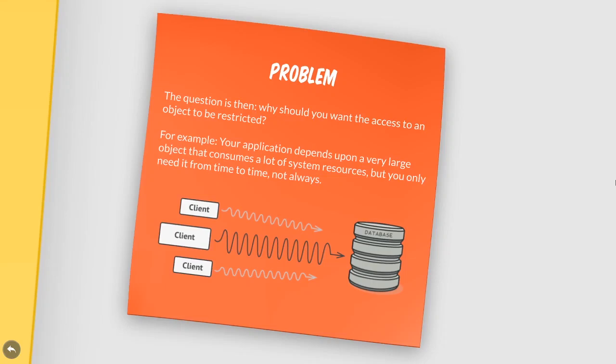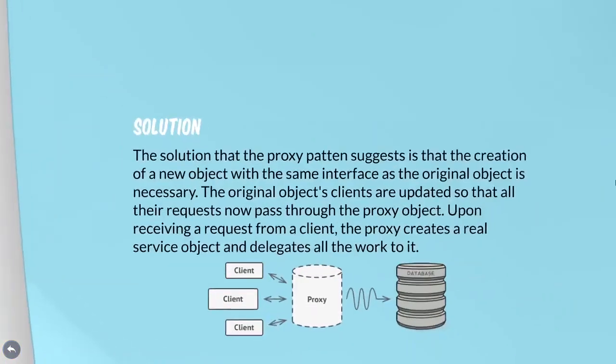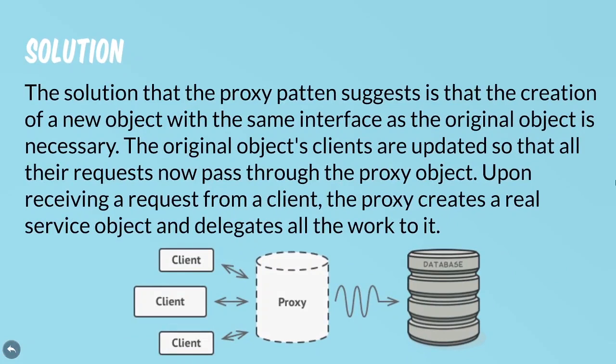In an ideal world, we'd want to put this code directly into our object's class, but that isn't always possible. For instance, the class may be part of a closed third-party library. The solution that the proxy pattern suggests is the creation of a new object with the same interface as the original object. The original object's clients are updated so that all their requests now pass through the proxy object.